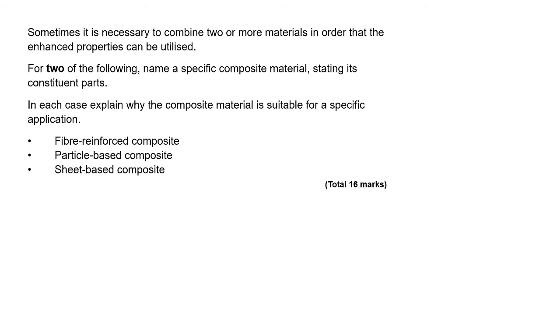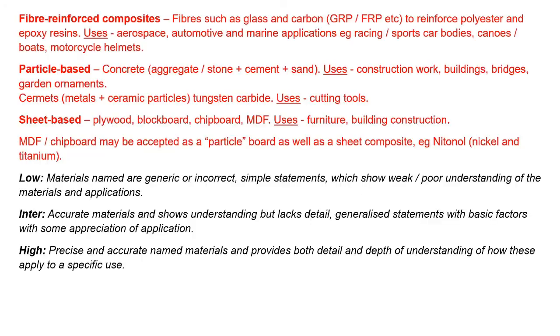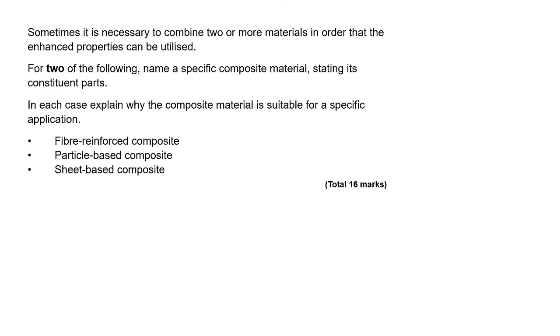the enhanced properties can be utilised. For 2 of the following, name a specific composite material stating its constituent parts. In each case, explain why the composite material is suitable for a specific application. So, fibre reinforced composite, particle based composite, sheet based composite. Okay, so you're only doing it for 2 of those.